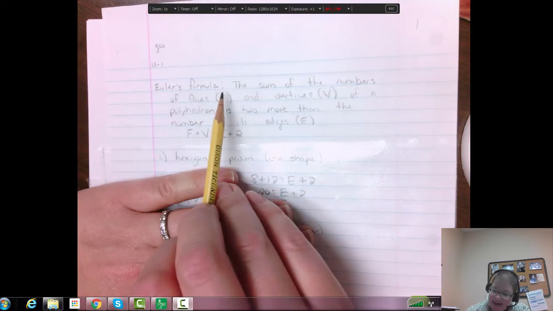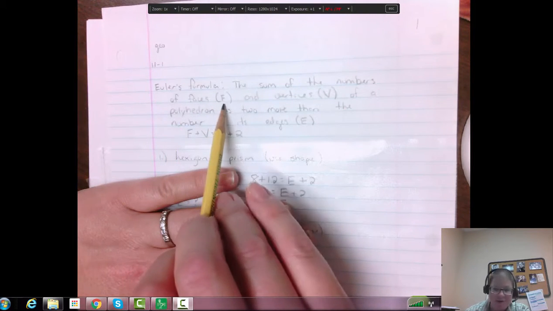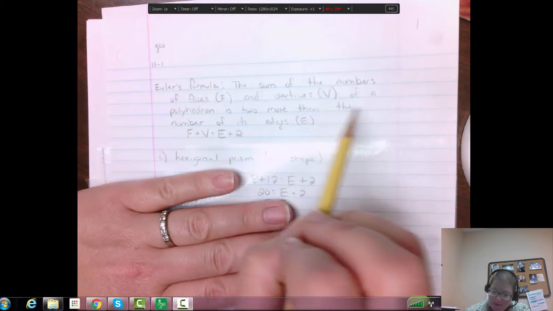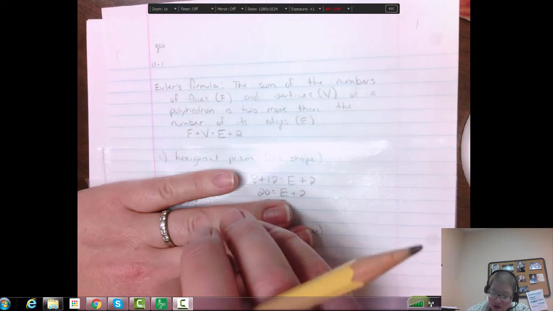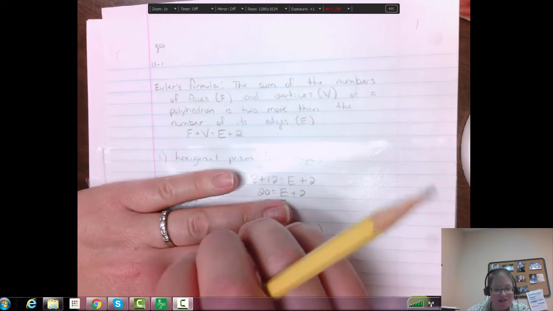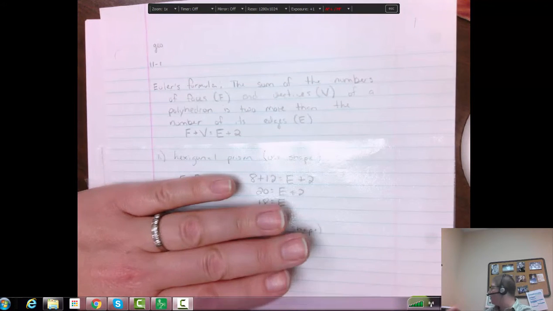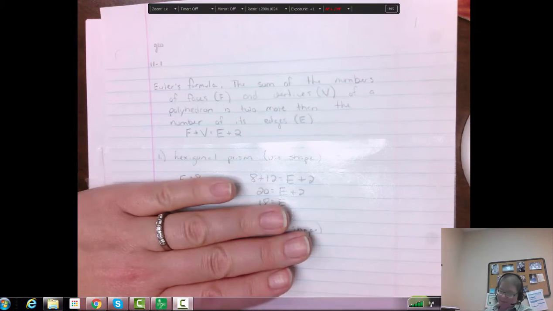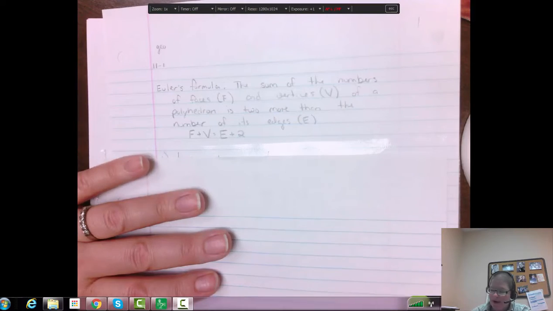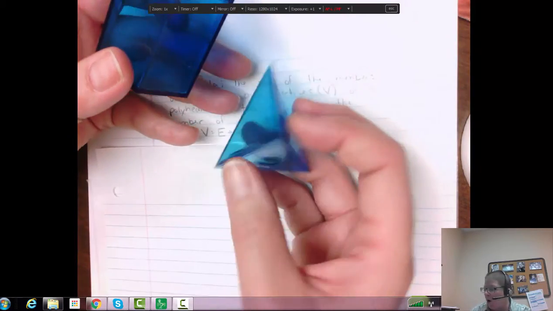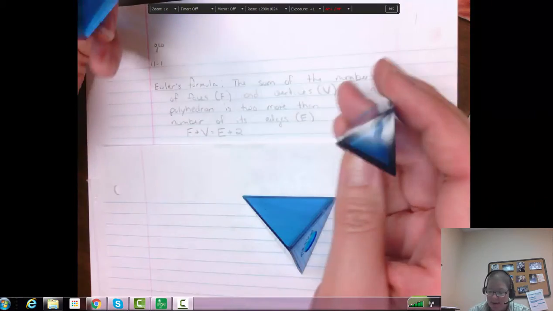It says the sum of the number of faces, which go by an F, and the vertices, V, of a polyhedron is 2 more than the number of its edges. That's the formula they give you here. Let's look at what it is referring to. The different shapes that I have here are all polyhedra. They're all a 3D type shape.